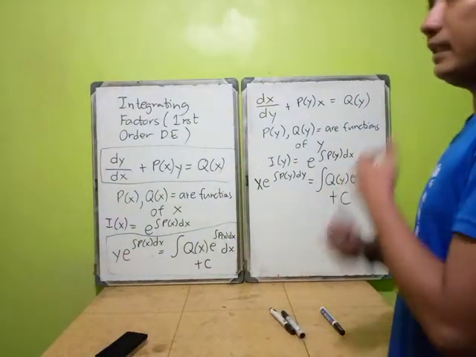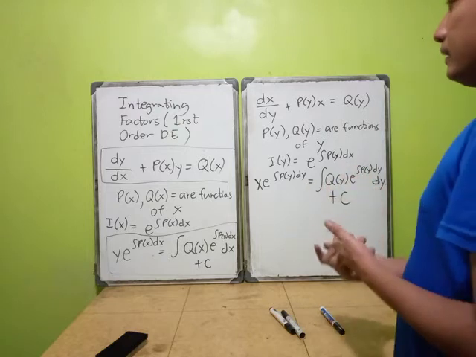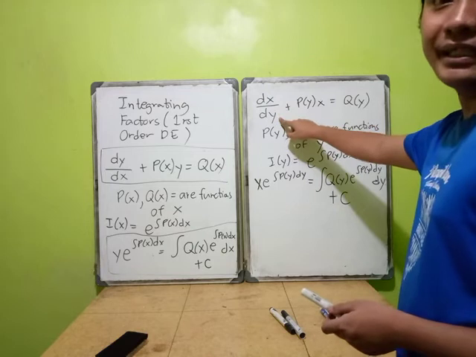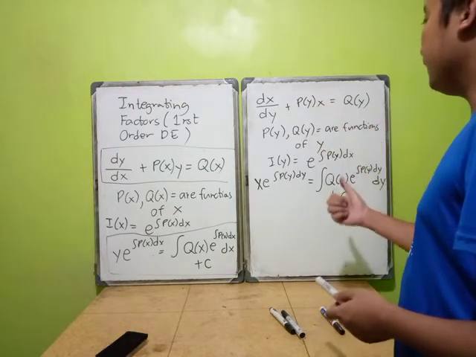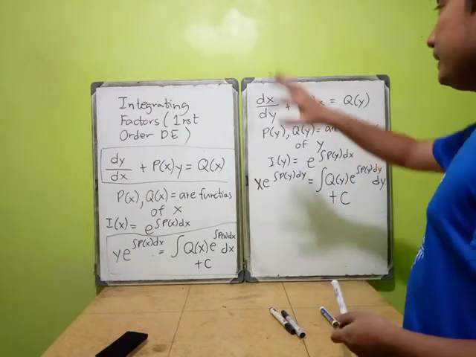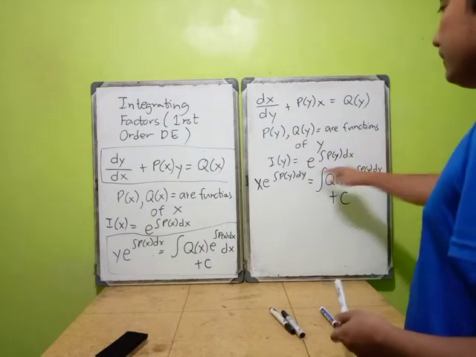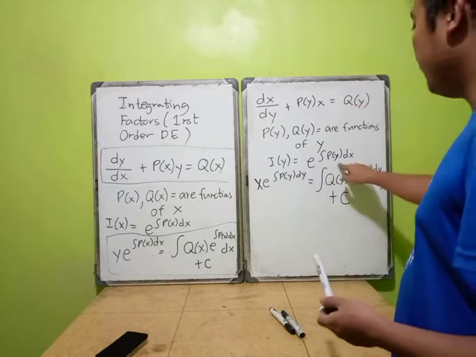Since this is in the form of dy over dx, this other one is its reverse. What if instead of dy over dx it is dx over dy? And then our p and q are functions of y instead. If that is the case, it is reversed. p of y and q of y are functions of y. So your I of y should also be a function of p of y dy.